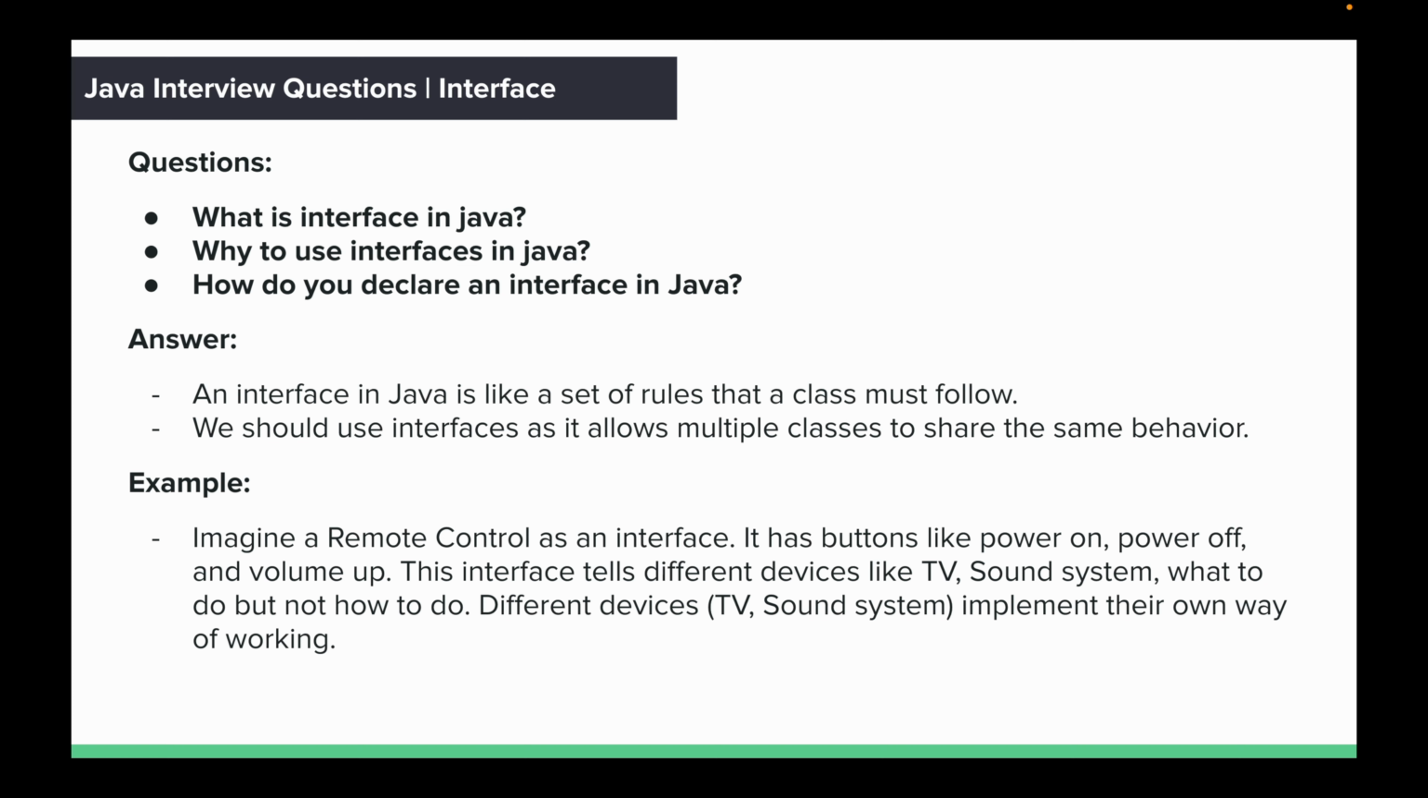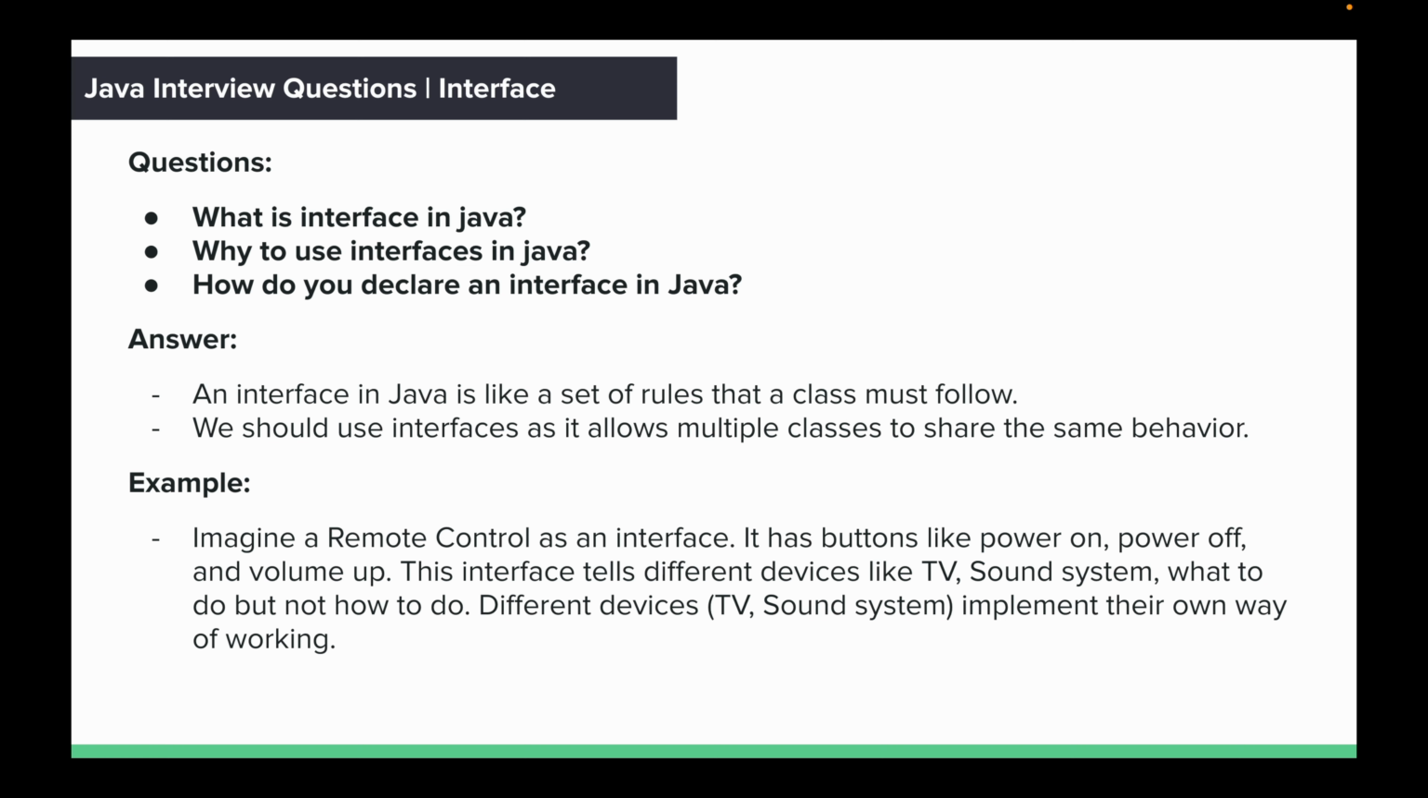So the very first question that we may get is: what is an interface in Java, or why do you use interfaces in Java, or how do you declare an interface in Java? Basically, an interface in Java is like a set of rules that a class must follow. We should use interfaces as they allow multiple classes to share the same behavior. So this is the basic definition of an interface in Java.